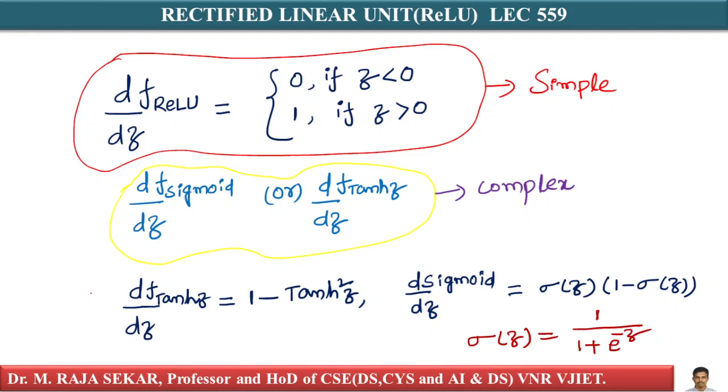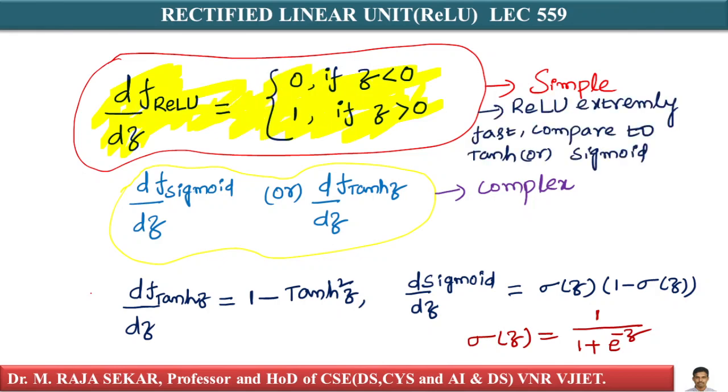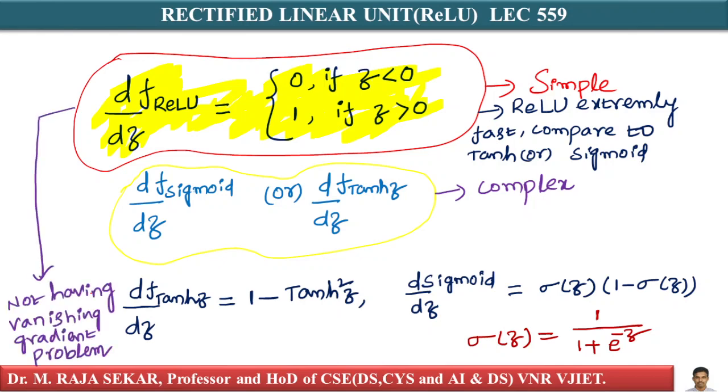It's trivial. The derivative of ReLU is like an if-else condition. If z is less than 0, the output is 0. If z is greater than 0, the output is 1. It is as simple as that, which makes ReLU extremely fast compared to your sigmoid or your tanh. In addition to not having the vanishing gradient problem, it is also extremely simple and fast to compute the derivative of ReLU.